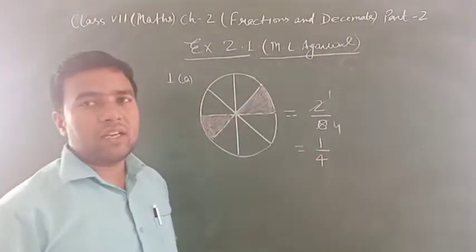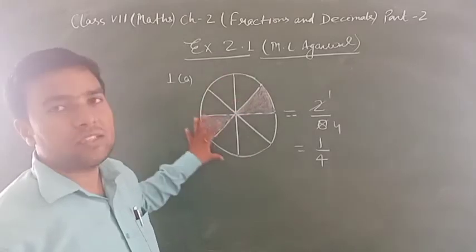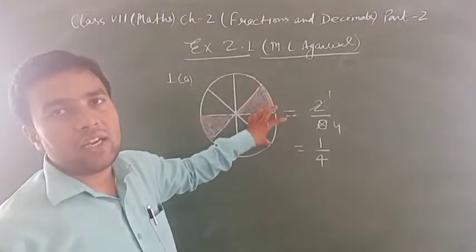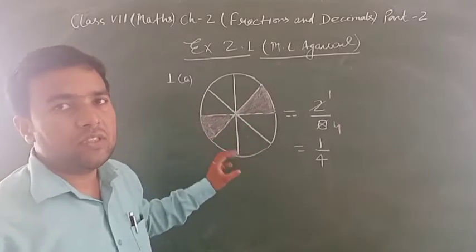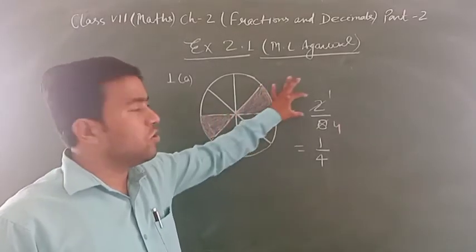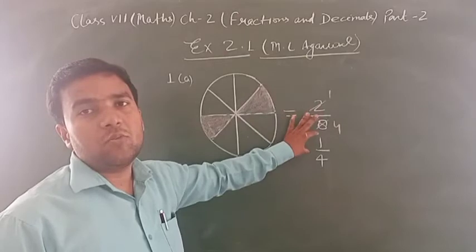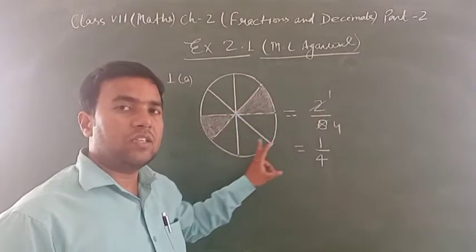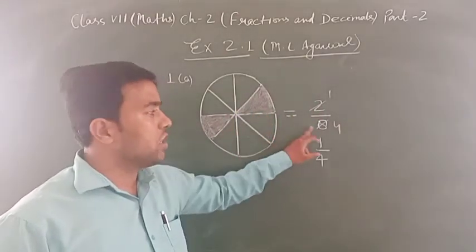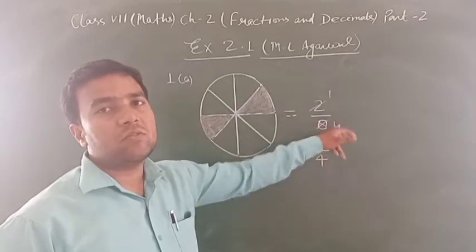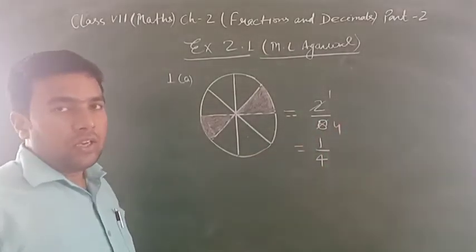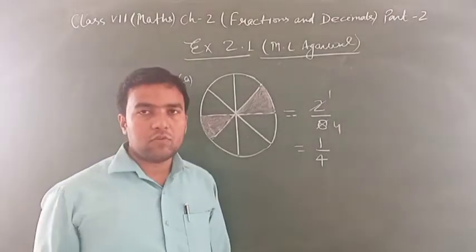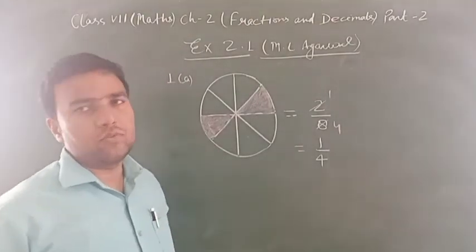Again I am telling you, one circle is given. In the circle a total of 8 parts are there. And 2 parts are shaded. Means shaded parts you write in the numerator, and in the denominator you write how many parts are in the circle. So total 8 parts, 2 by 8 means 1 by 4. Clear to you? Note down. The rest, second, third, fourth, you can do the same way.